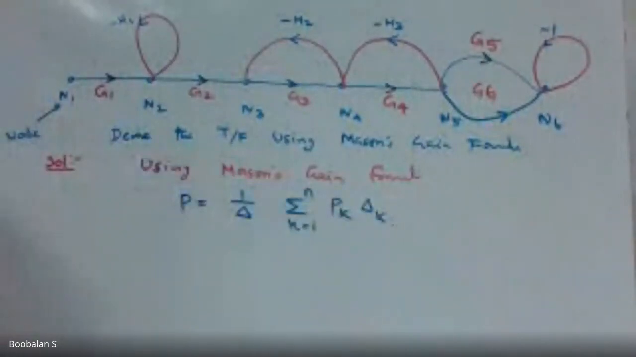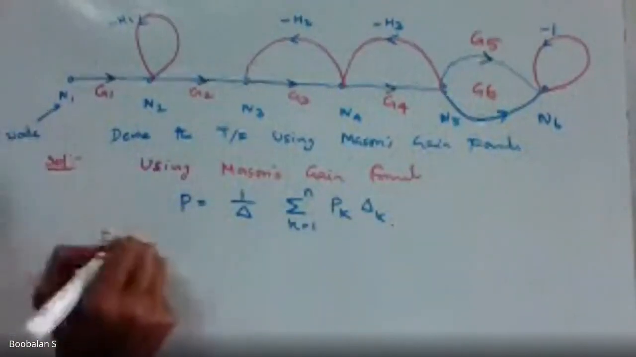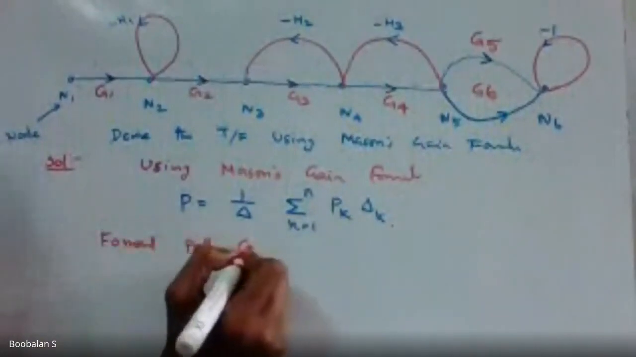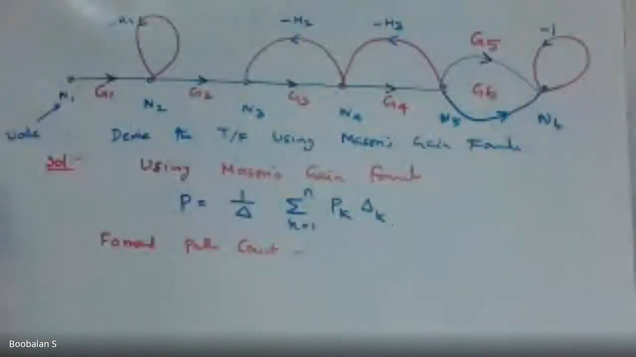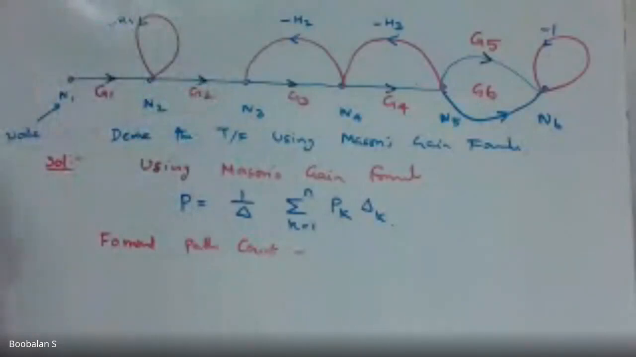Now the first step in our problem is we need to find out the number of forward paths. Forward path count, the first step. Whatever may be the complexity level of the given SFG, signal flow graph, first we write the Mason gain formula, and second, we need to find out the number of forward paths in the given SFG.